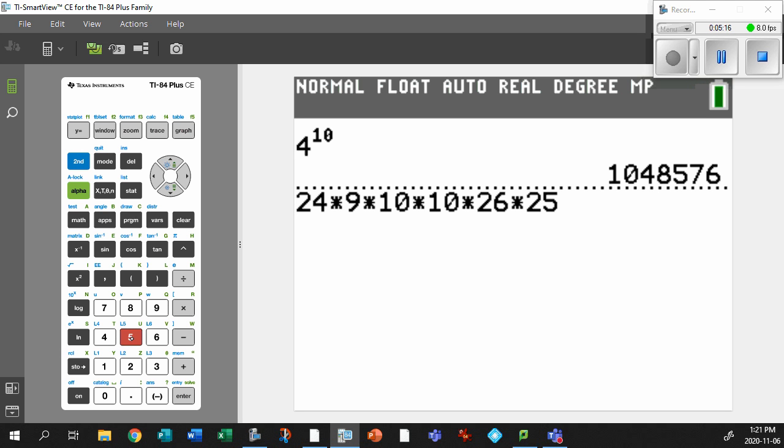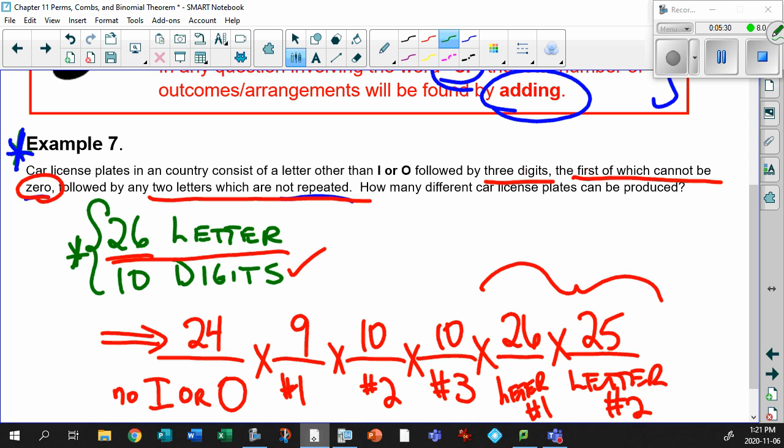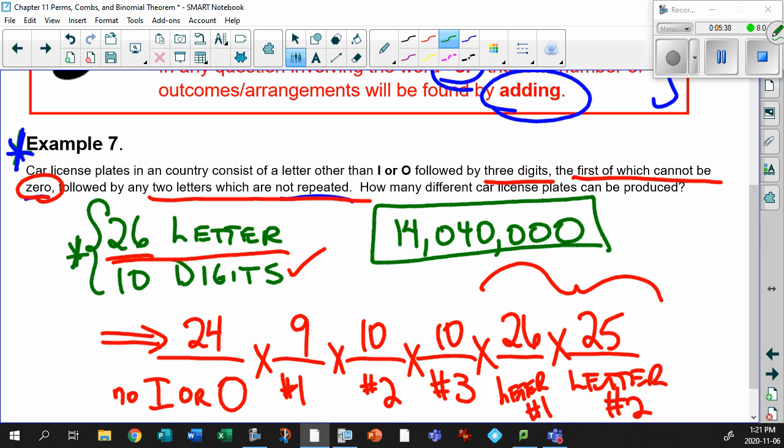How many different license plates can we get? Woo! Look at that. We have 14,040,000. Oh my goodness. You can have 14,040,000 different license plates. Wow. That's one heck of a traffic jam on the Henday there, if you ask me.